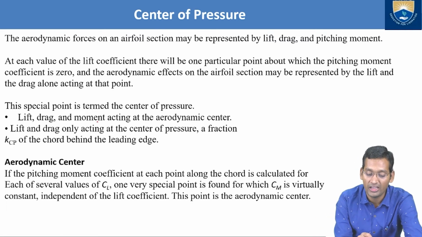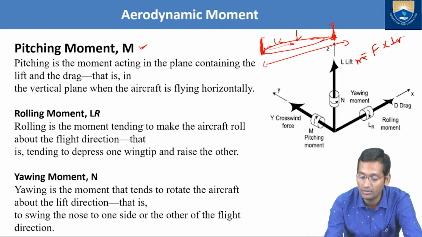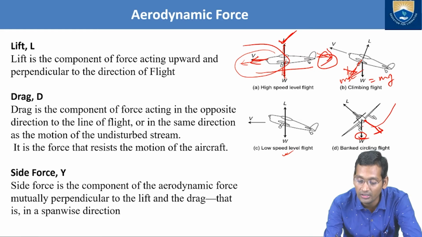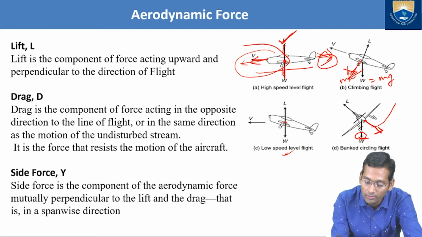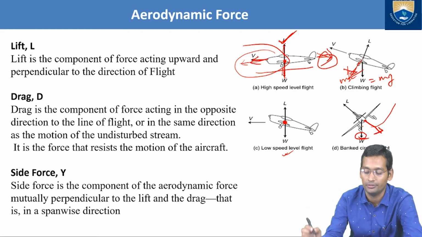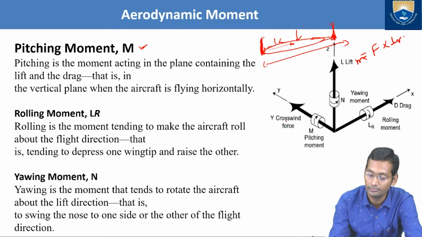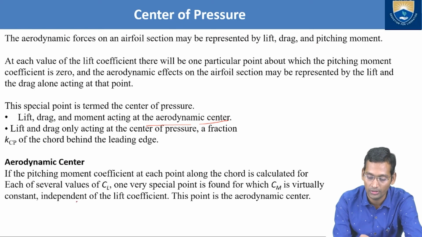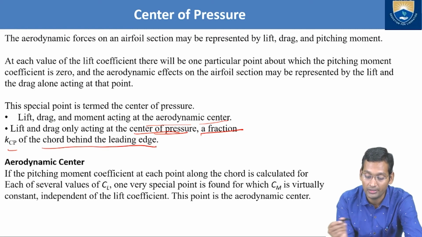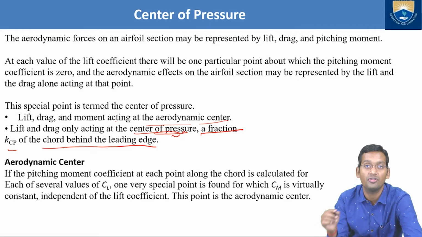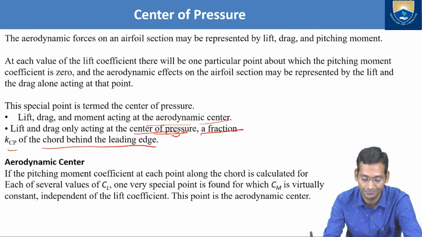Let's see. Lift, drag and moment act at the aerodynamic center. So these all are acting at the aerodynamic center. So if suppose this is acting here, this is the aerodynamic center of this one. Right. So here, lift and drag only act at the center of pressure, a fraction KCP of the chord behind the leading edge. So lift and drag act at the center of pressure. Why? Because their pitching moment is 0.